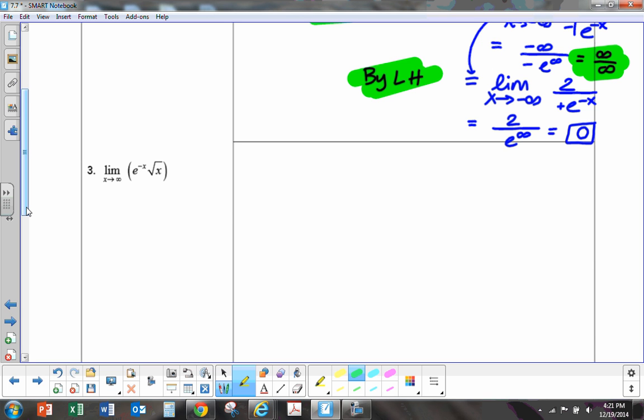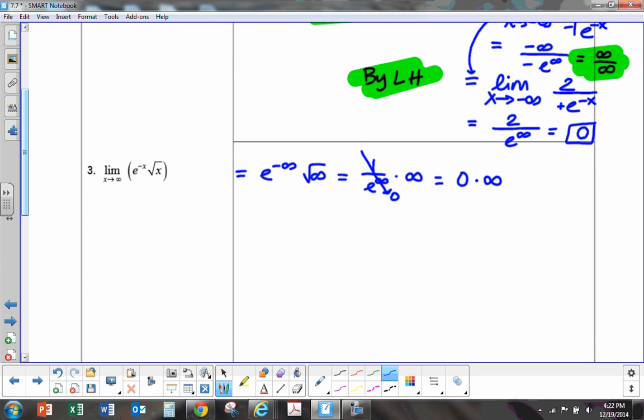Next example, if I just try to plug in, I'm going to get this limit is equal to e to the minus infinity times square root of infinity. Well, e to the minus infinity, that's 1 over e to the infinity. Square root of infinity is still infinity. But now I'm left with 0 times infinity, because this part zeroes out. Well, that's an indeterminate form. I can't tell you what the answer is. I cannot determine what the answer is at this point.